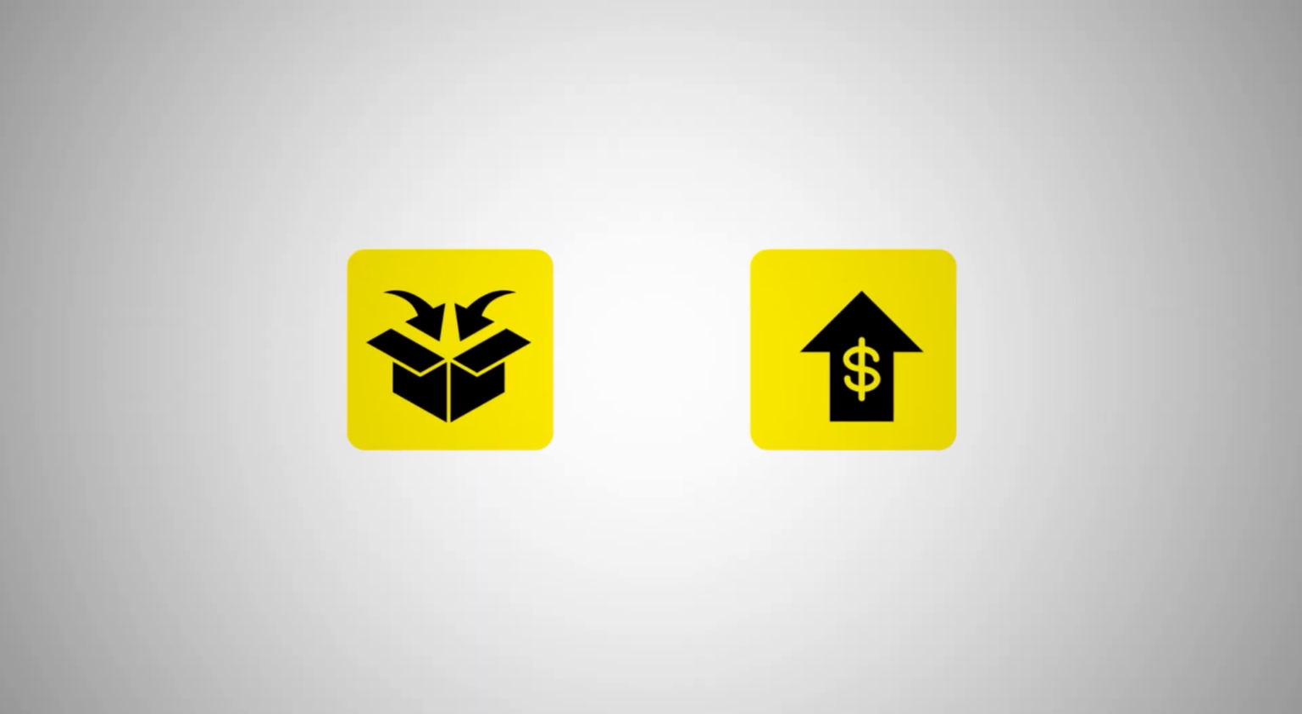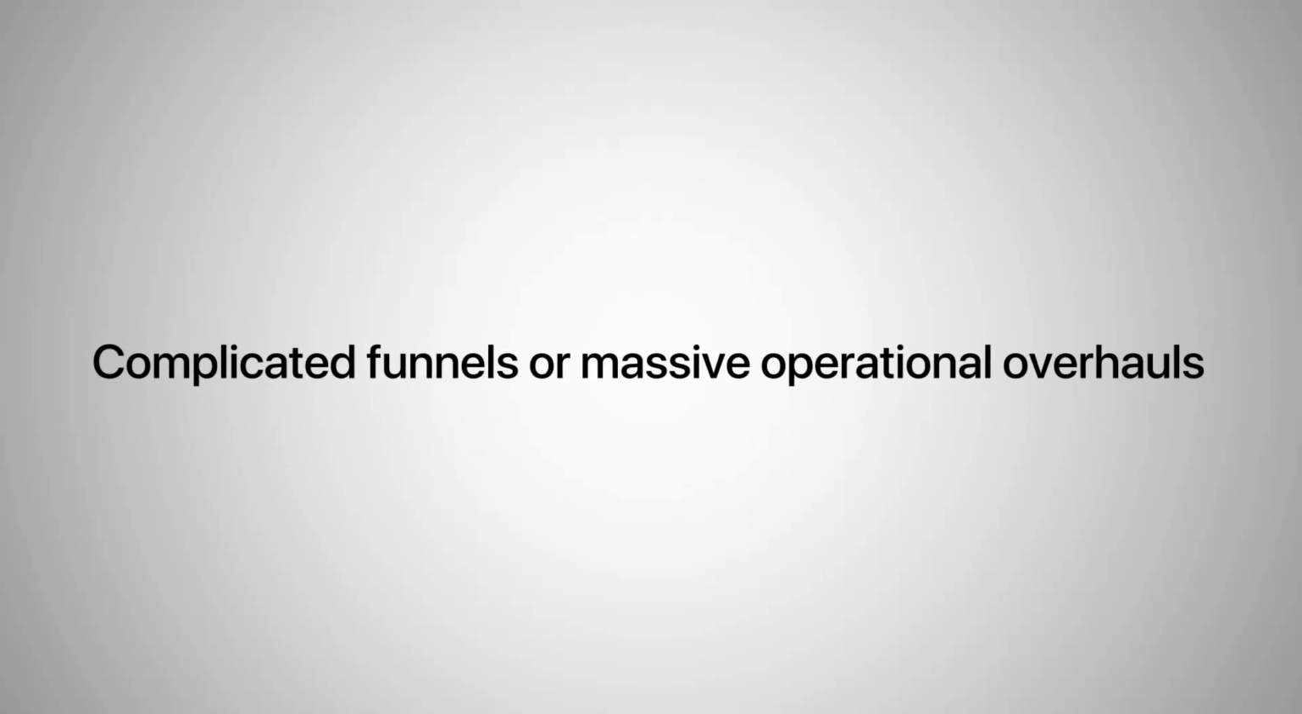Now, the fastest way to increase UPO and AOV is through bundles and upsells. And I'm not talking about complicated funnels or massive operational overhauls. Virtual bundles don't require any operational complexity or inventory investments. All you really need is some code and a good strategy.